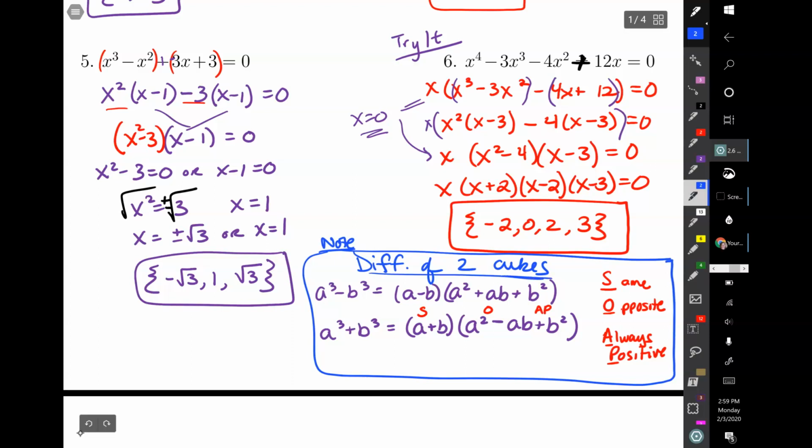2 cubes, actually. So we have a cubed minus b cubed equals a minus b as a binomial times the pattern will always be a squared plus ab plus b squared in parentheses. And then for the sum of 2 cubes, a cubed plus b cubed will be a plus b binomial times trinomial a squared minus ab plus b squared. And you see this little SOAP acronym there to help you remember. Same, opposite, always positive: the same sign, opposite sign, and then always positive is that last one.